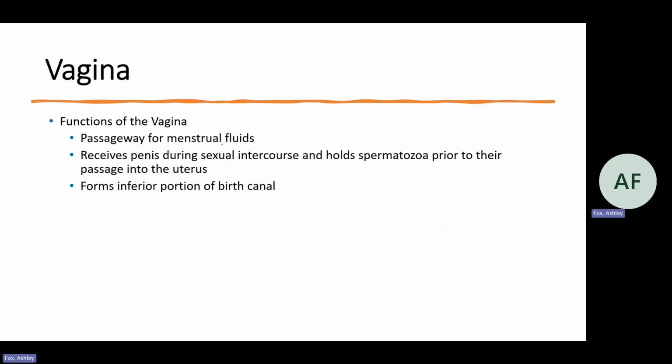So the function of the vagina, it's pretty much an entrance or an exit. Menstrual fluids are going to exit from the uterus through the vagina. It receives the penis during sexual intercourse and can actually hold sperm until they move into the uterus. And then it's part of the birth canal.